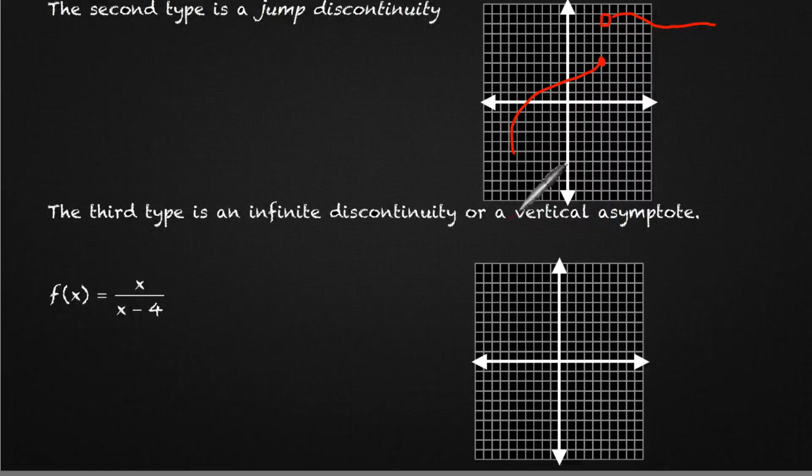The third type is called an infinite discontinuity or a vertical asymptote. Once again, we learned in Algebra 2 that you cannot divide by 0. So what number would cause you to be dividing by 0? 4, since 4 minus 4 is 0. So x cannot be equal to 4. Therefore, we put a vertical line at 4: 1, 2, 3, a vertical line at 4. That's called a vertical asymptote, and the equation of that line is x equals 4.